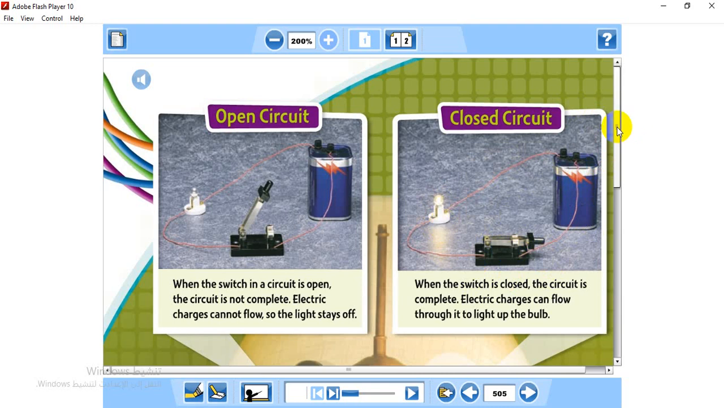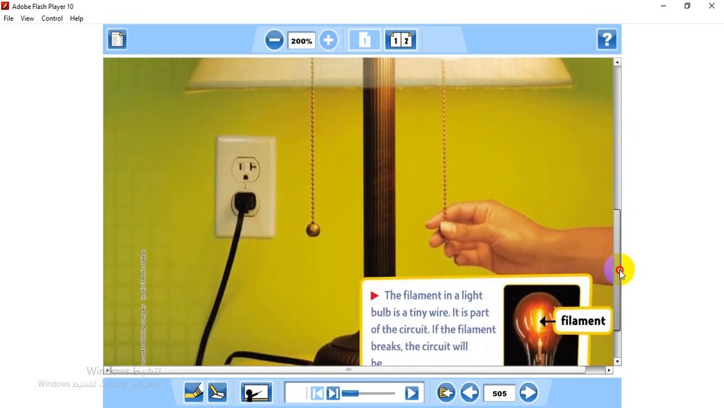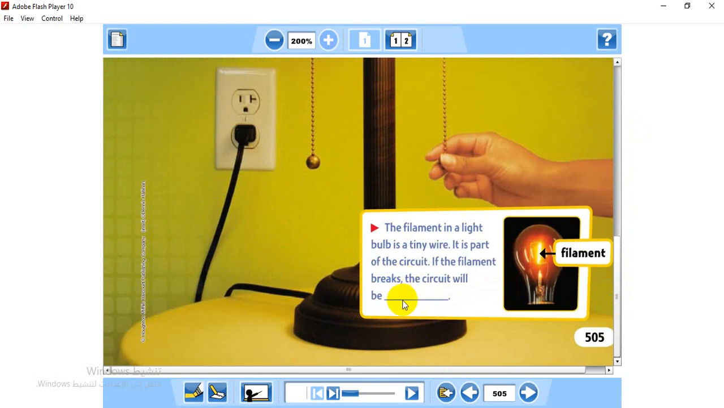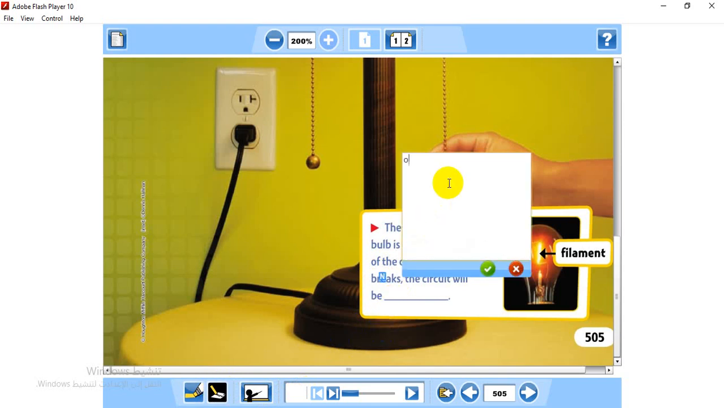Okay, guys, so there's an activity down here. Let me see the activity here. I think here, yes. What will happen if the filament breaks? When it breaks, what I told you, the circuit will be what? Breaks means disconnected. The breaks mean disconnected circuits. So this one will be an open circuit. Disconnected circuit or broken circuit means open. You have to write here: open.